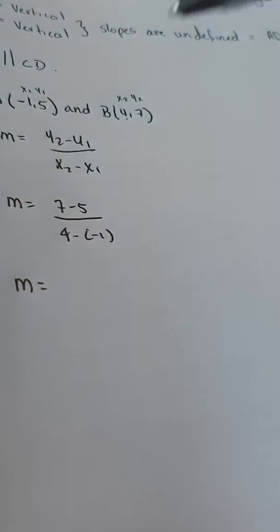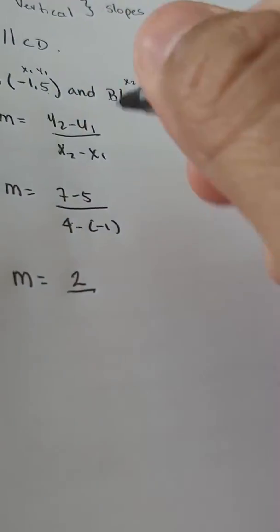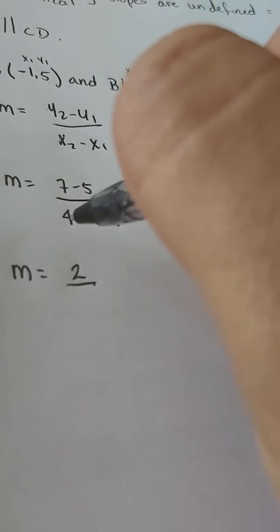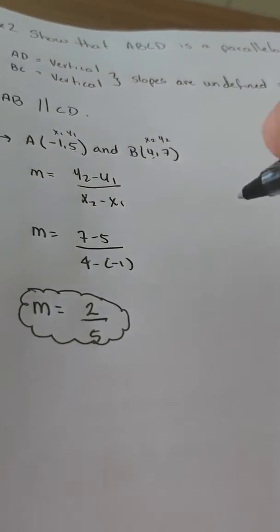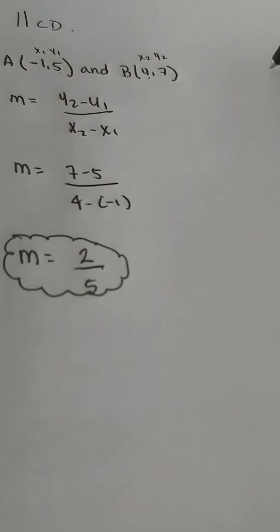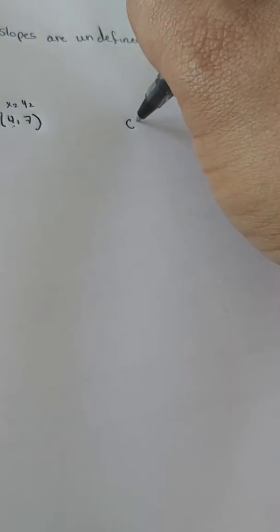So m equals 7 minus 5, that's 2. Negative times negative is positive, 4 plus 1 is 5. Okay, so the slope for AB is 2/5. Now let's find the slope of CD.